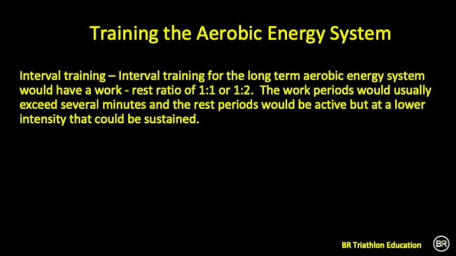Training the aerobic energy system. Interval training. Interval training for the long-term aerobic energy system would have a work-rest ratio of 1:1 or 1:2. The work periods would usually exceed several minutes, and the rest periods would be active but at a lower intensity that could be sustained. Continuous training.